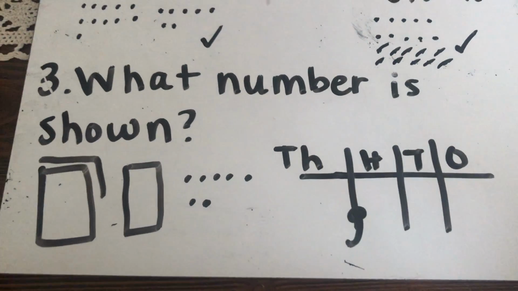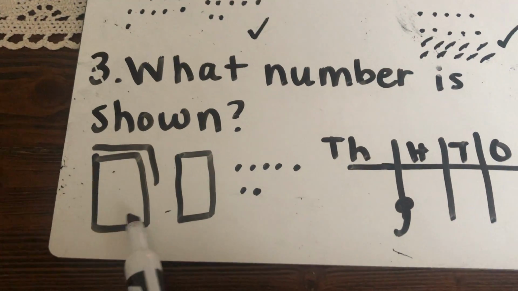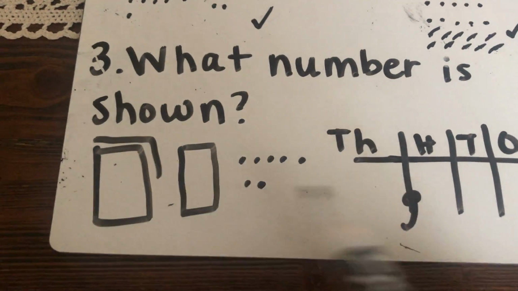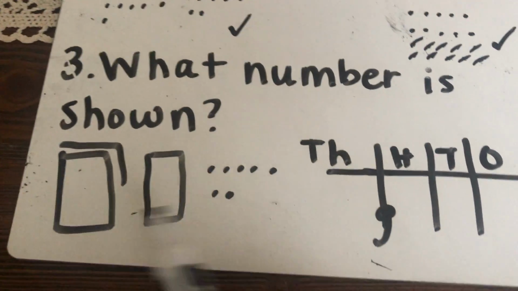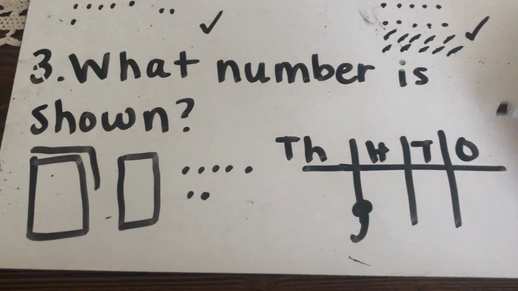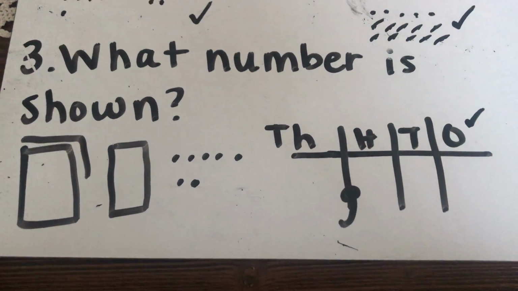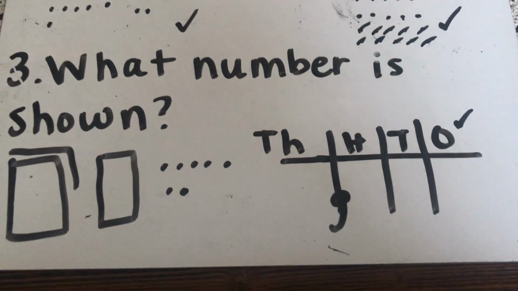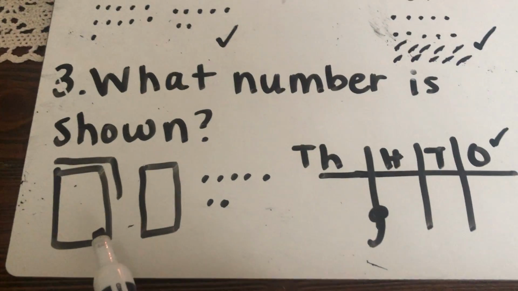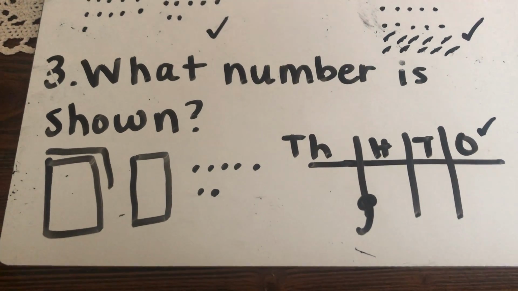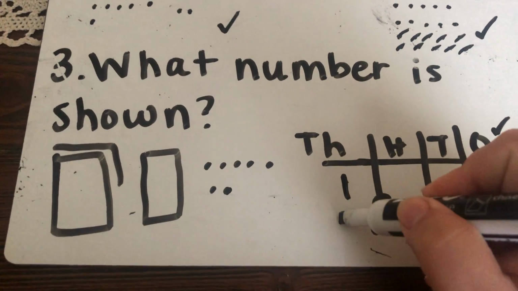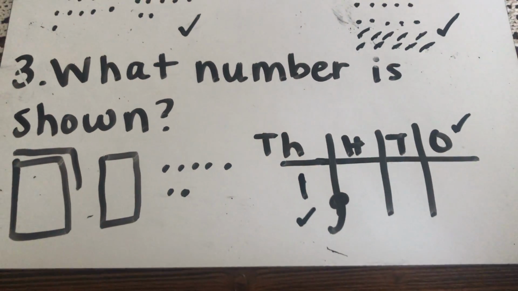Number 3 is asking us what number is shown. So let's see, in the thousands place, make sure you have your place value chart. We have a thousands block, so we need a thousands place. So if you drew your place value chart and you used it to help you with this problem, give yourself a check. Let's start in the thousands place. How many thousands blocks do you see? I see 1. If you got 1 in the thousands place, give yourself a check.